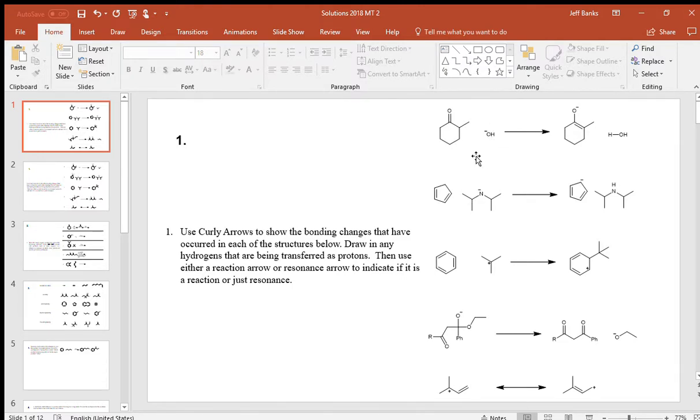have a hydroxide and we have a ketone, and that ketone has some alpha hydrogens, and we see that we have some bonding changes. We can see that our hydroxide has picked up a proton and become water. So this is a reaction. That's why we have the reaction arrow. But it's helpful if we put in the hydrogens, at least for the first two.